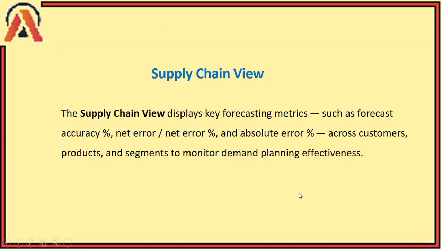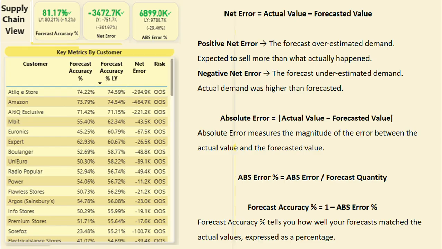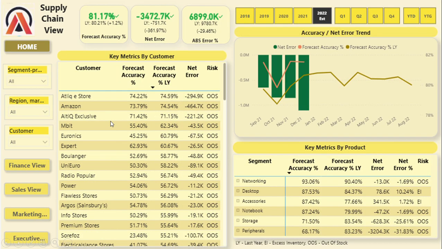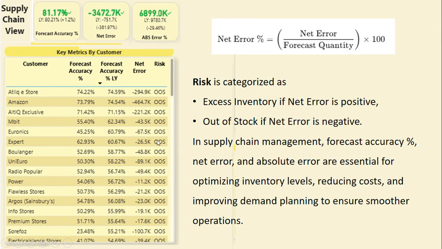Next we'll go to the supply chain view. In supply chain view, I have tried to capture the main metrics like forecast accuracy percentage, net error percentage and absolute errors across customers, products and segments to monitor demand planning effectiveness. So this is my supply chain view, but I'll first explain what metrics I've used and why they have been used.